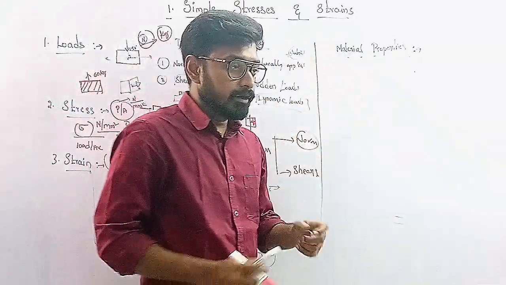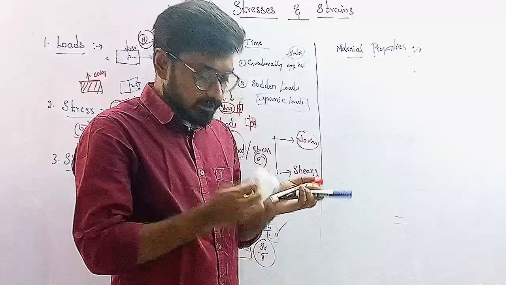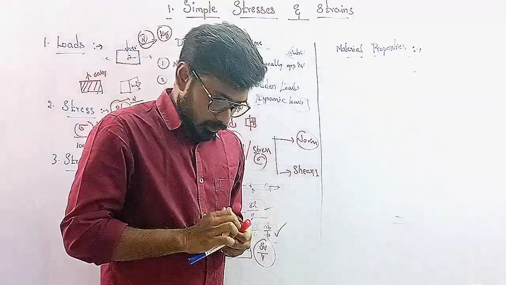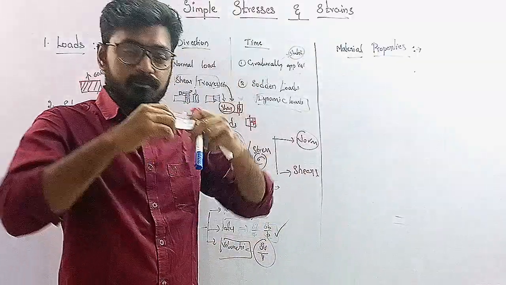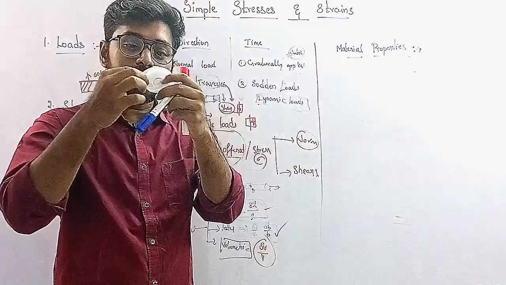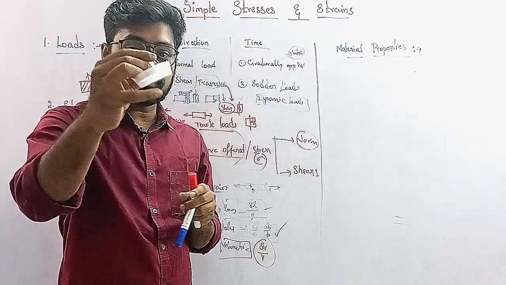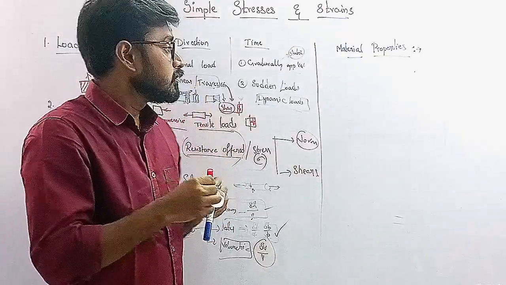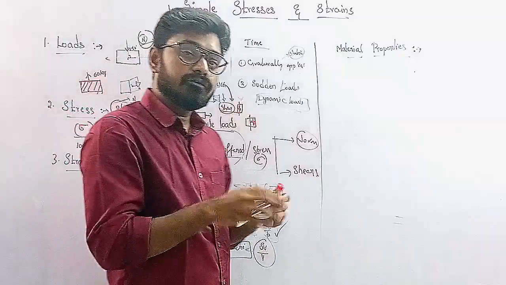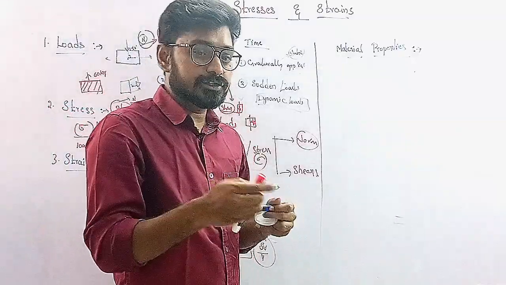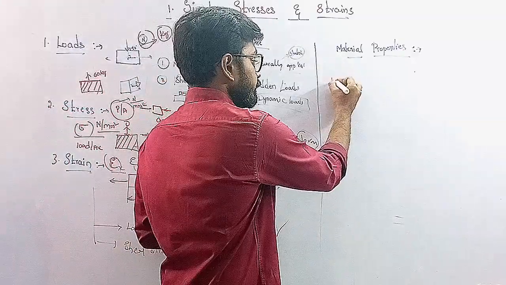Okay. Next, material properties. So what is the material property? For suppose this is a plastic, right? The plastic can be converted into thin sheets. So you can see how thin it is, right? So if you can convert something into thin sheets, it is called malleability.